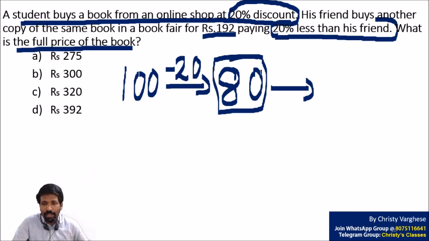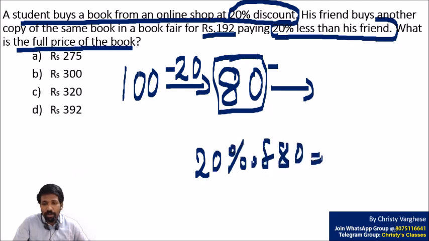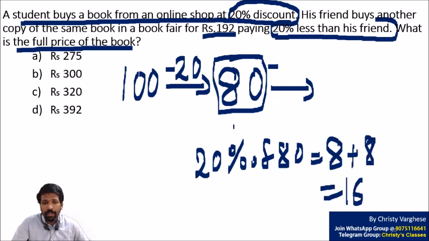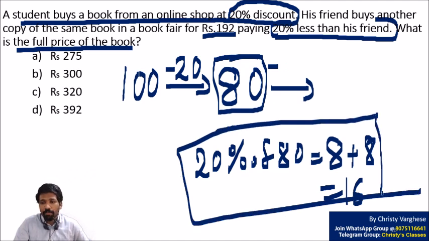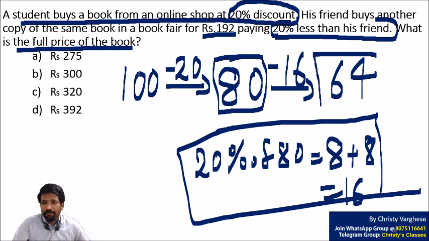First student paid 80. 20% less than that. Again, use your mental arithmetic skills. 20% of 80, when you see it in your mind, you have to think this. 10% of 80 is 8. 20% is 8 plus 8, 16. Please refer to that lecture if you have forgotten that concept, breaking down percentages into smaller percentages and finding it. That means 16 is 20% of 80. 16 should be reduced from 80. 16 reduced from 80, what will you get? 64. That means 64 is the price paid by the second person.